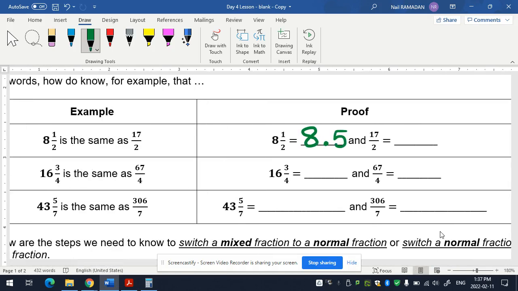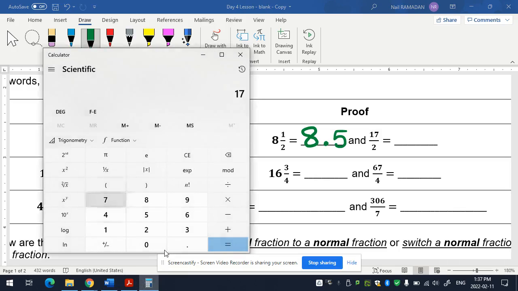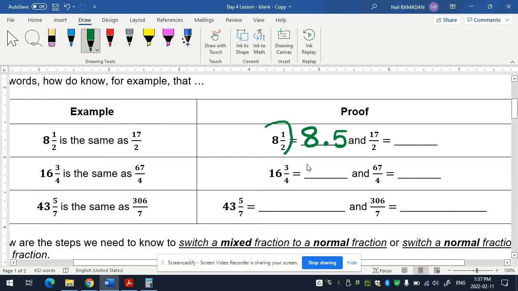Okay, how about 17 over 2? Well, that's straightforward, going to the calculator to find the decimal. So 17 divided by 2. Ladies and gentlemen, same number. The fact that two things gave you the same decimal means those two things, even though they look different, are actually the same thing. So 8.5.